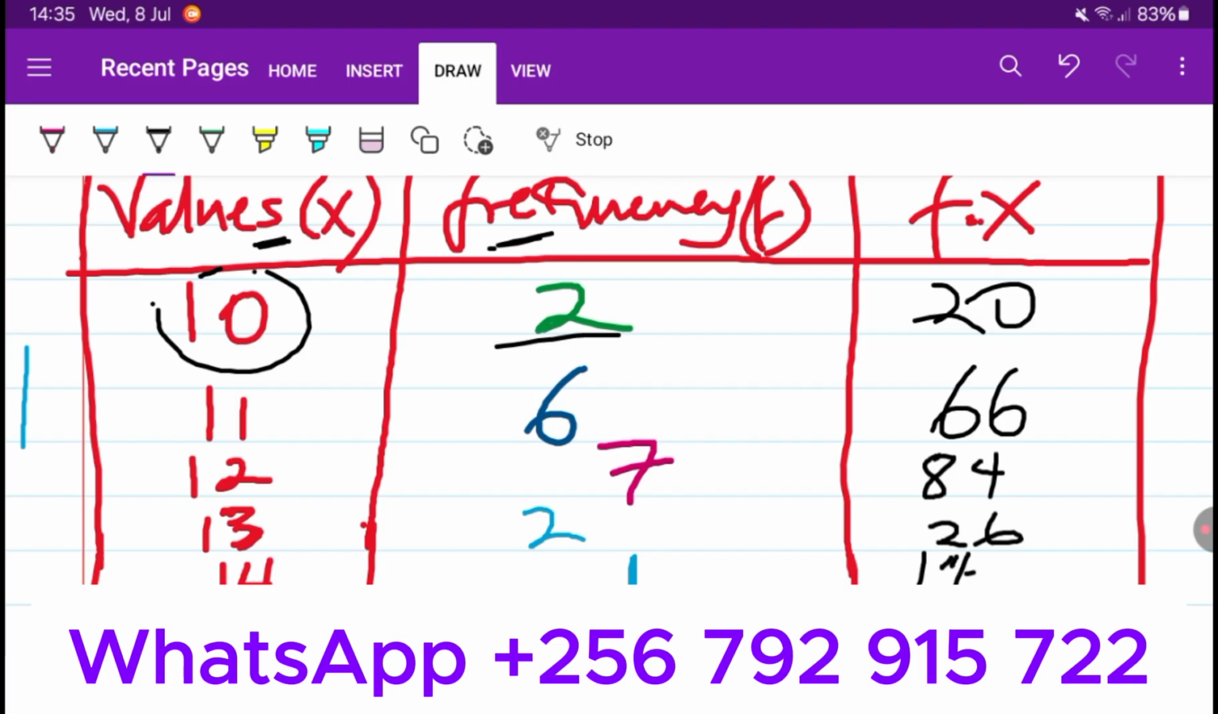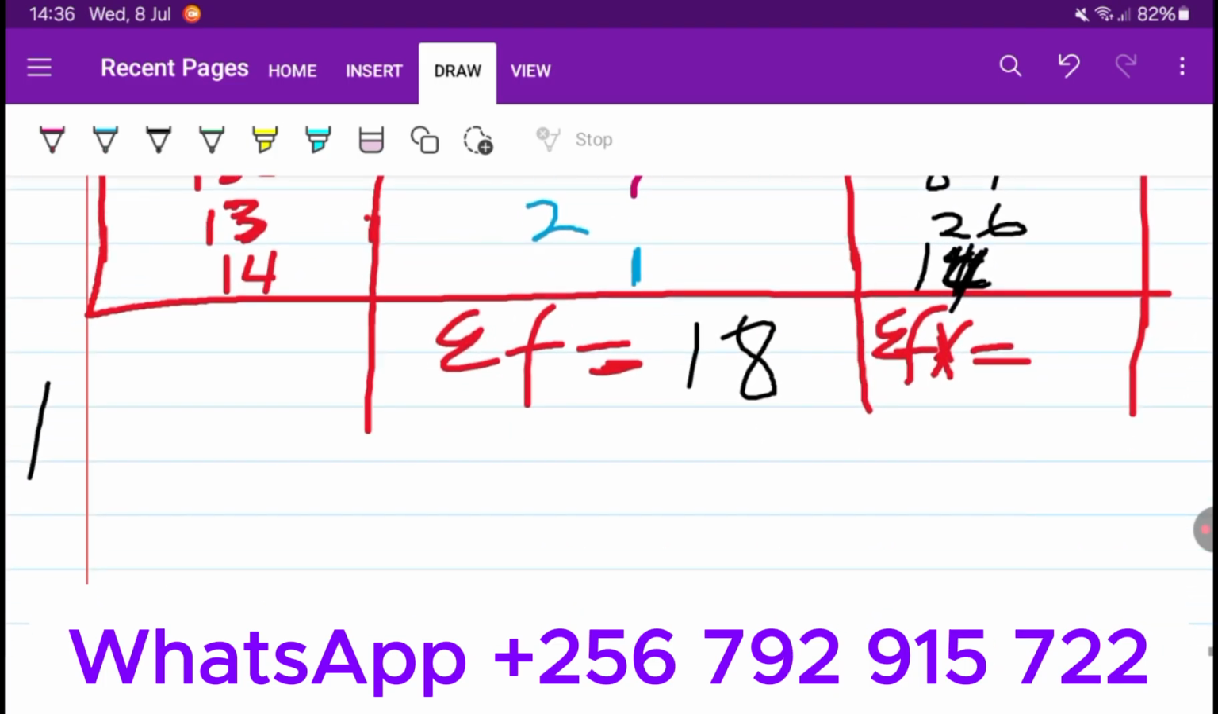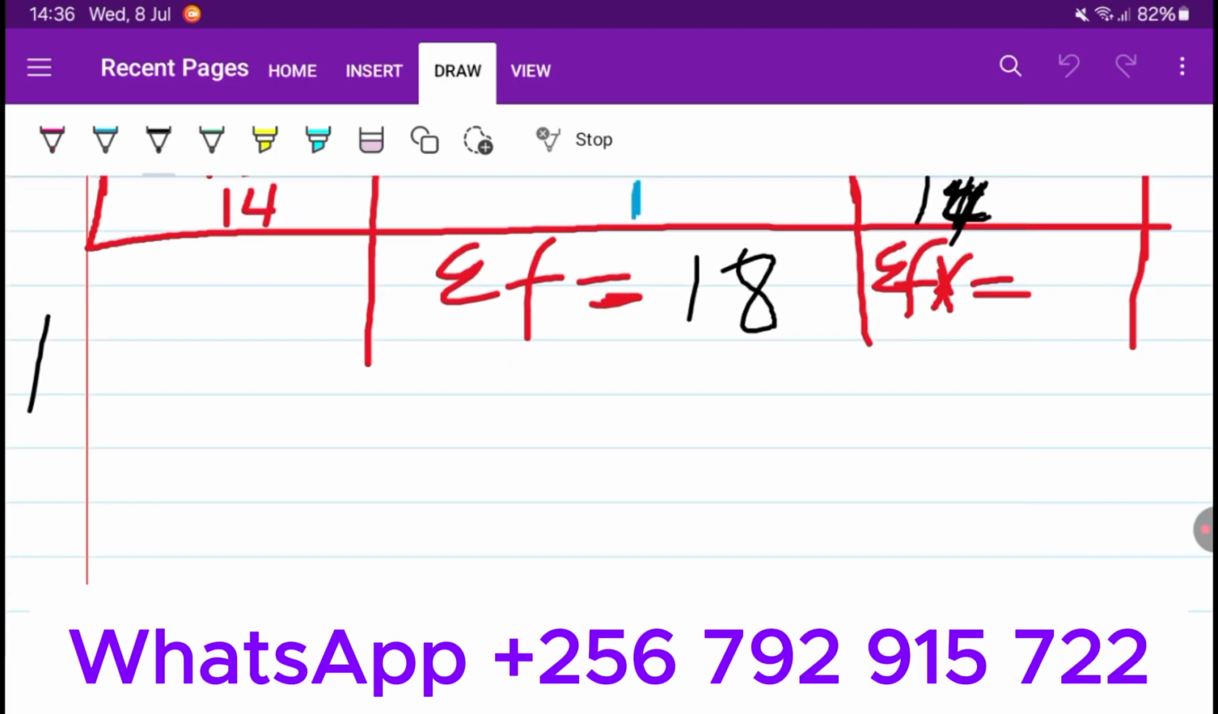Then you sum up all these values. You add 14 plus 26, that gives you 40, plus 84 gives you 124, plus 66 gives you 190, plus 20 gives you 210. So 210 is the summation fx, the one we have put here. This is 210.